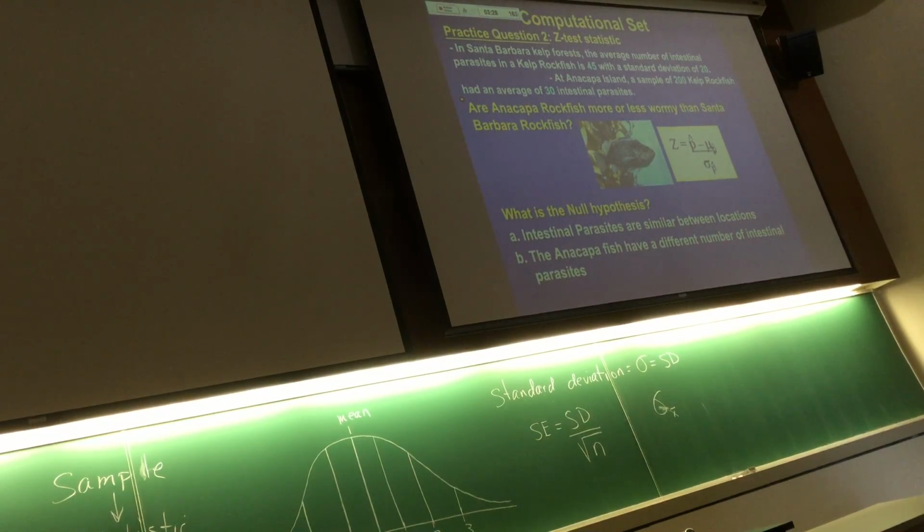Okay, here's the second question. Okay, and this is definitely more local. In Santa Barbara kelp forest, the average number of intestinal parasites in a kelp rockfish, type of fish, of course, is 45 with a standard deviation of 20. So at Anacapa Island, one of the Channel Islands out there, a sample of 200 kelp rockfish had an average of 30 intestinal parasites. So the question is, are Anacapa rockfish more or less wormy than Santa Barbara rockfish? So what is the null hypothesis here? So I'll let you click in for that.